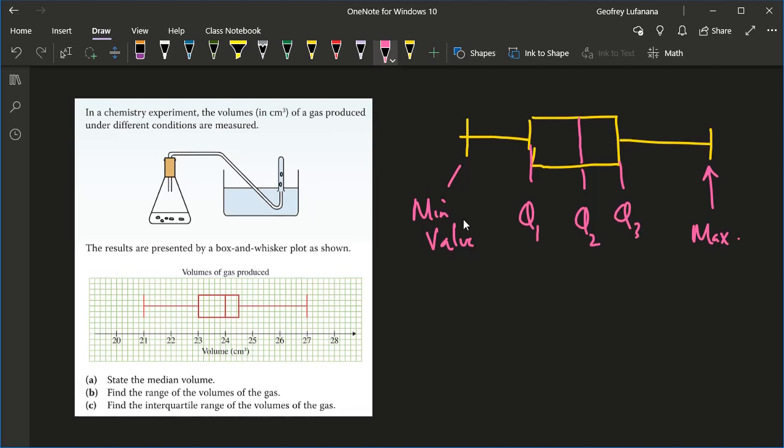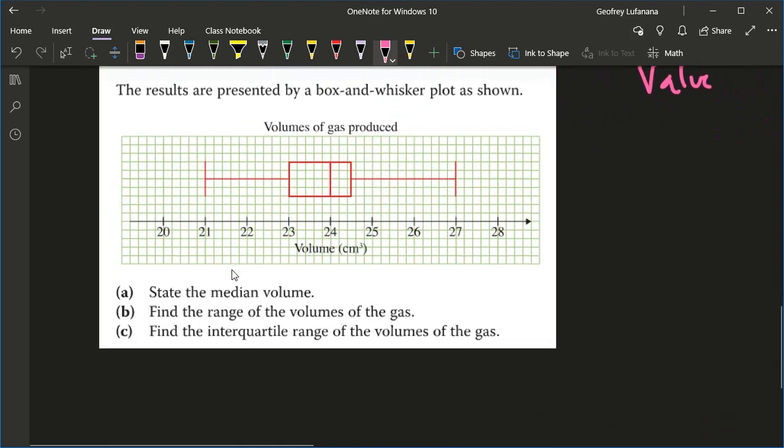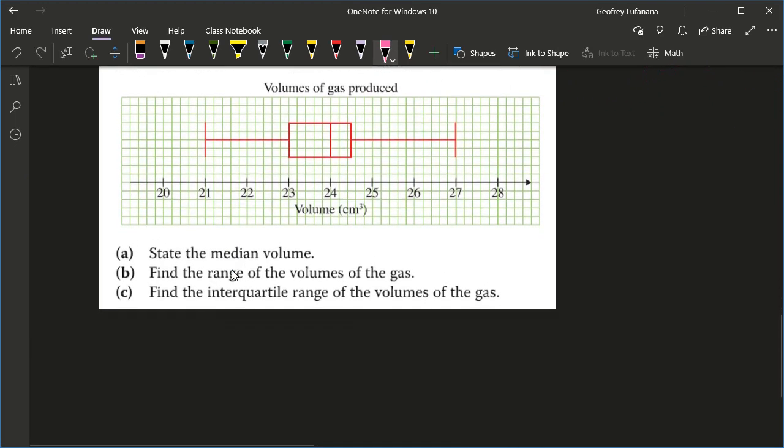Now when we look at our given box plot, we should be able to read and find the median, the range, and the interquartile range. So the median, which is Q2, is already given over there, so it's a matter of reading my graph, and that is 24 centimeters cubed.